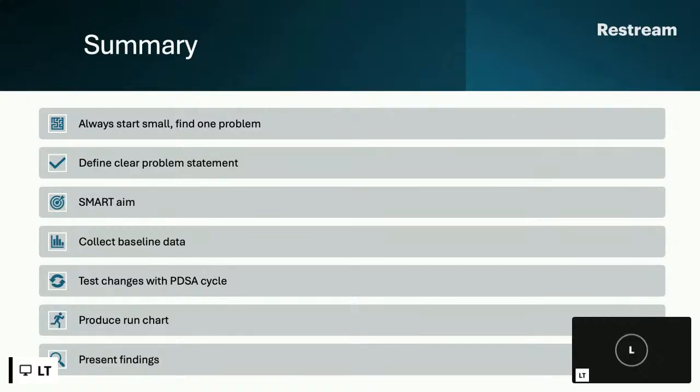So QI doesn't require a huge project. It's about small continuous improvements that add up to big changes for patients, families and the healthcare system.